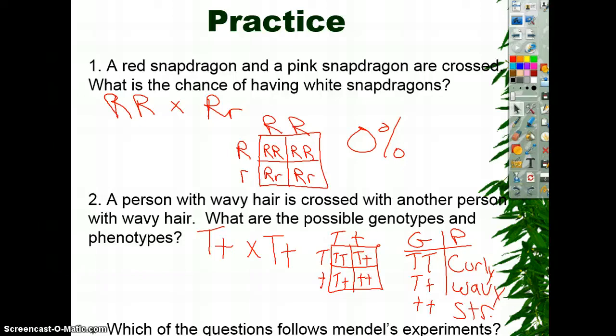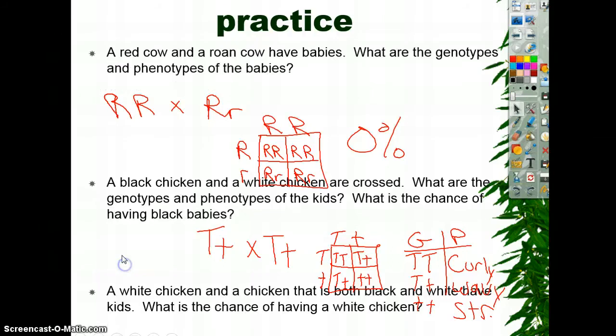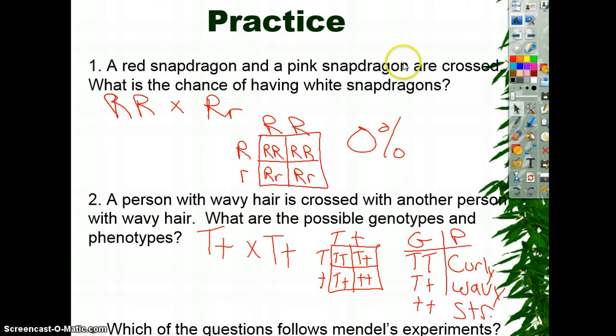Okay, last question. Which of the questions follows Mendel's experiments? Well, if you look at question 2, big T crossed with big T, little t, that would be an example of his F1 cross, because you have a heterozygous crossed with a heterozygous.